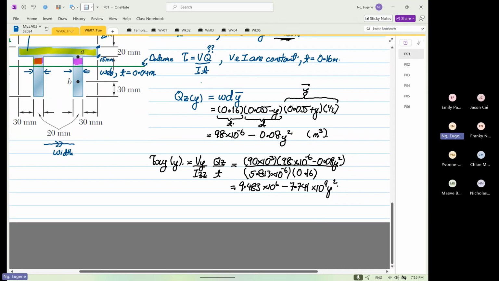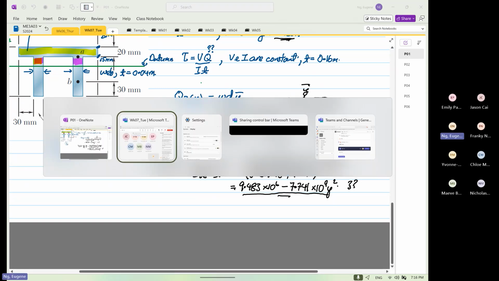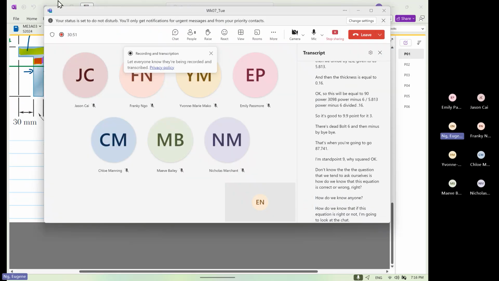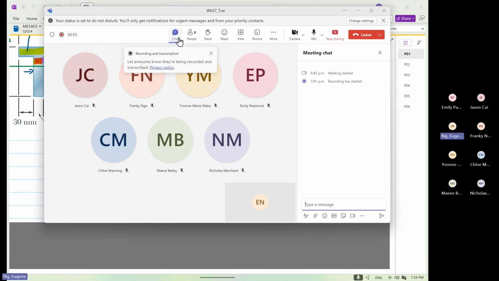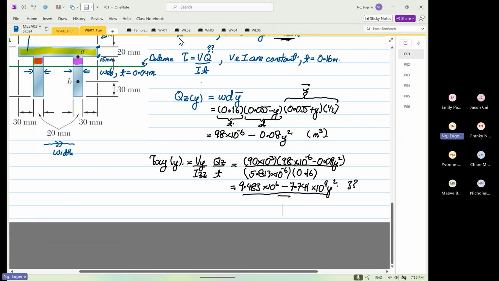So now, the question that we tend to ask ourselves is, how do we know that this equation is correct or wrong? Right? How do we know? Anyone? How do we know if this equation is right or not? I'm going to look at the chat. Is anyone typing? How do we know that the expression is correct or not? Anyone? You can speak up.